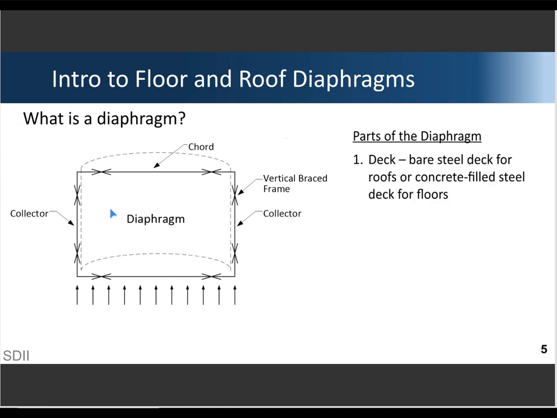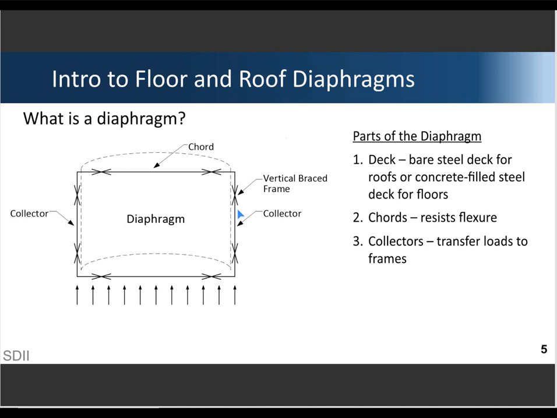So consisting of 4 parts, the first part would be the deck, and this might be the bare steel deck at roofs or the concrete-filled steel deck at the floors. We picture these as just transferring shear forces and nothing else. And then separately, we have discrete elements that we call chords that resist the flexure in the diaphragm. Along the edges of the diaphragm spans, in line with the braced frames or moment frames, we have collectors where the shear is collected and transferred into those vertical frames.